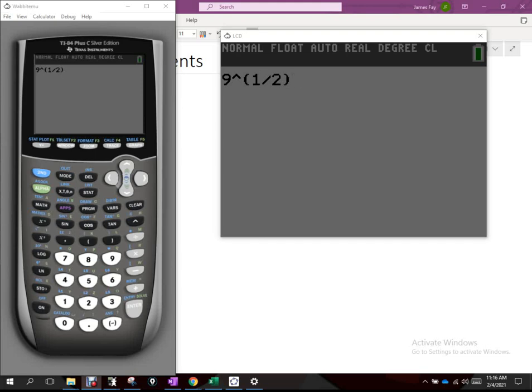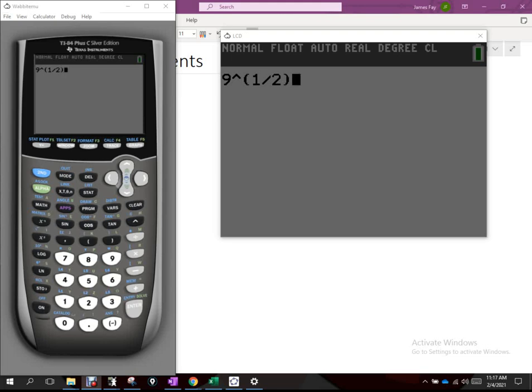If I go 9 raised to the 1 divided by 2 with no parentheses, it's going to take 9 raised to the first power, which would be 9, and then divided by 2, which would be 4.5, right? We don't want 4.5 as a result here. So we have to put parentheses around the 1/2 because we want 9 raised to the 1/2 power. Hit enter. What's it give you?